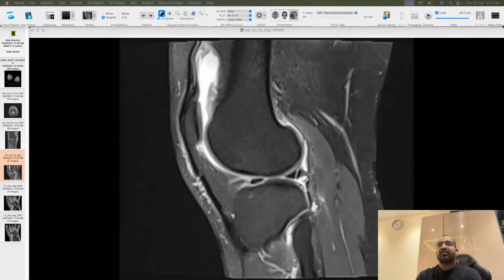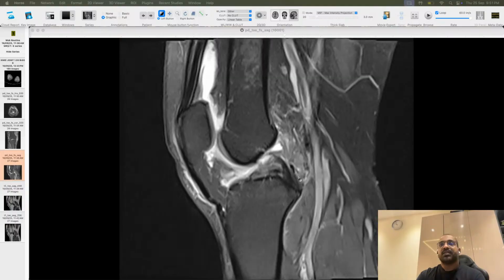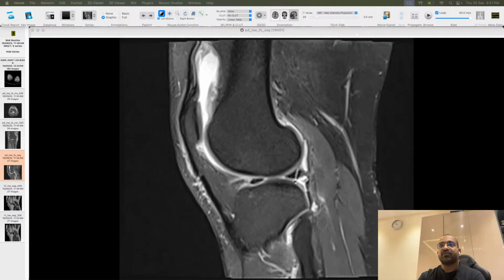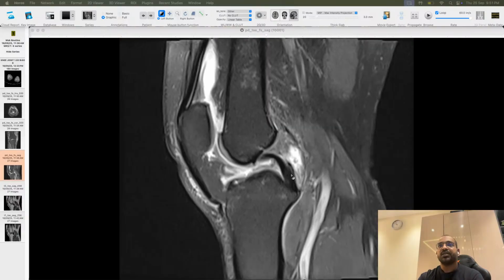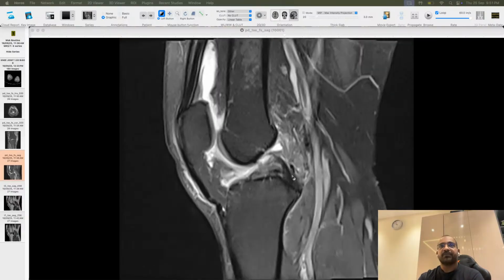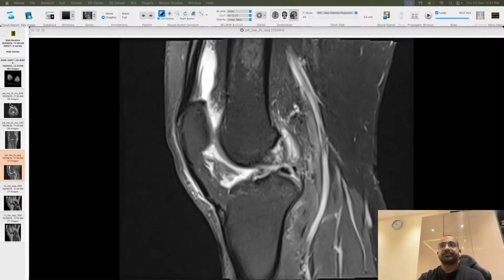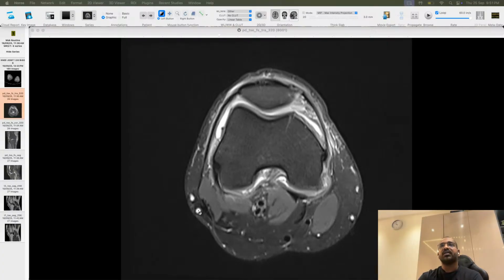That is meniscofemoral ligament, right? Posterior meniscofemoral ligament. It starts from the posterior horn of lateral meniscus and is seen posterior to the posterior cruciate ligament. Then, if you see in axial, what is that?